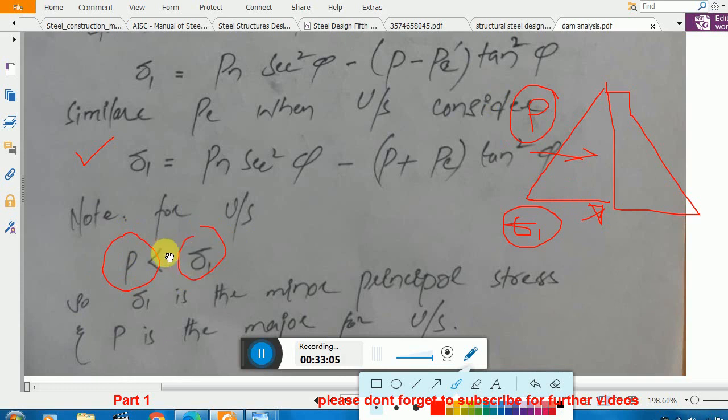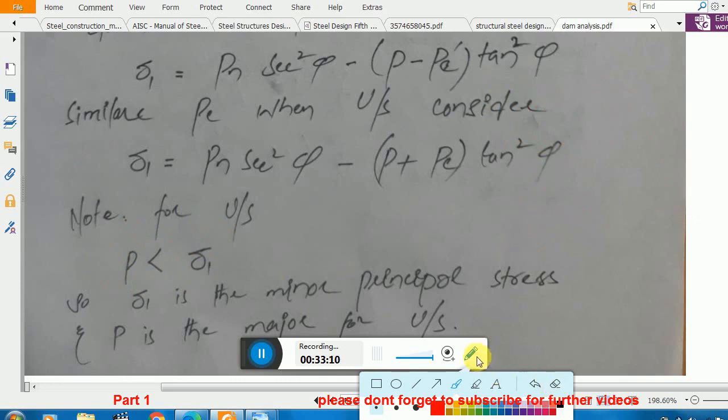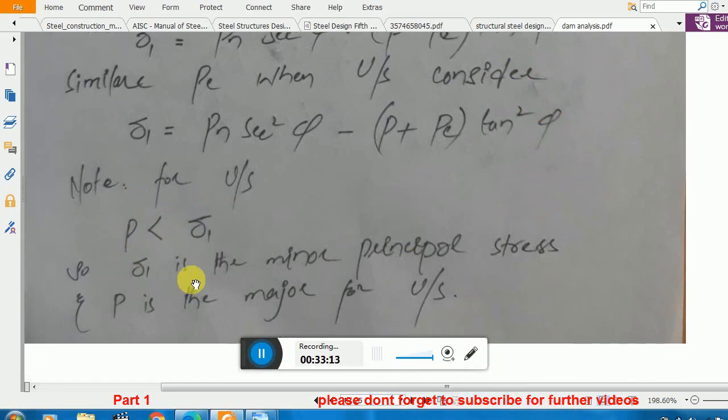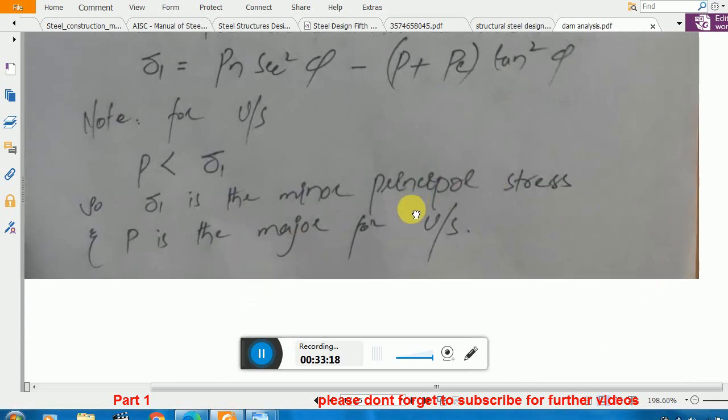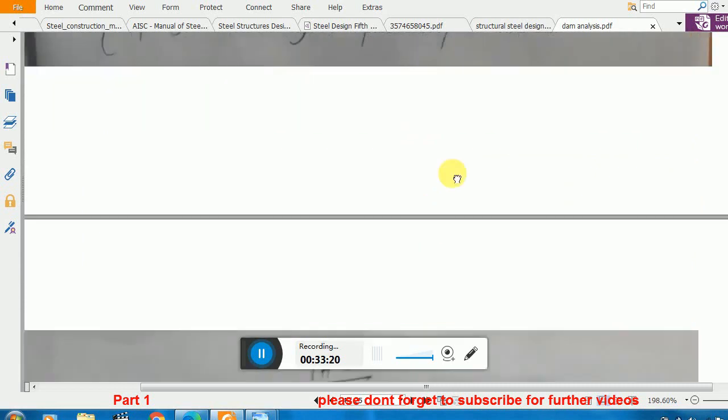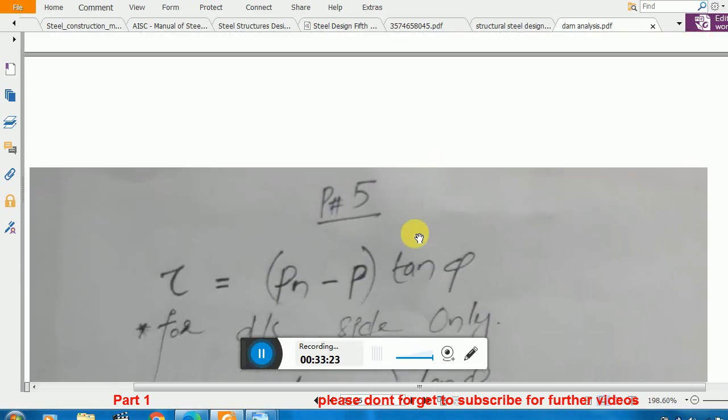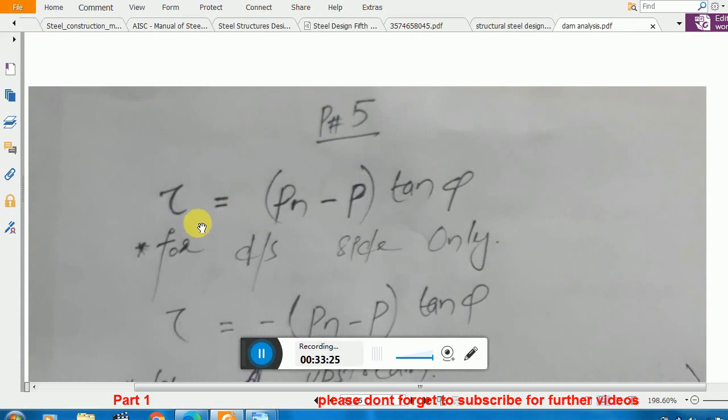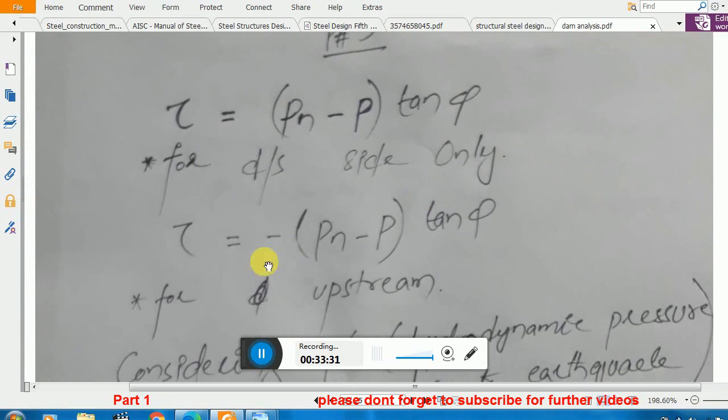So you don't need to be confused, okay. I will explain this point. Sigma 1 is a minor principal stress and P is a major principal stress, remember. In that case, the maximum value of that P. Now, the shear stresses: shear stress is P minus P tangent phi for the downstream side only, and for the upstream side you just reverse the direction, that is, a negative sign. So this is for the heel or upstream, and this is for the toe, or you can say downstream, okay.